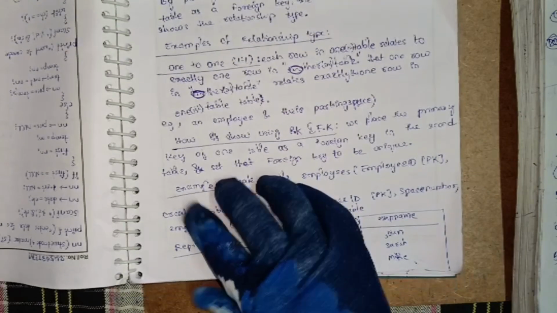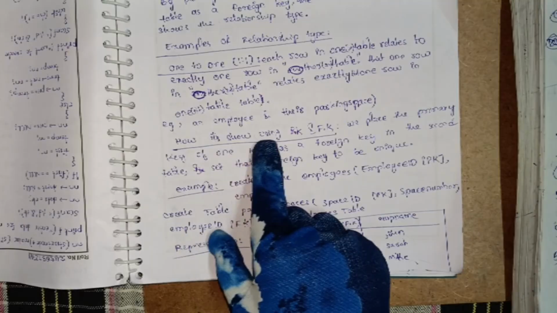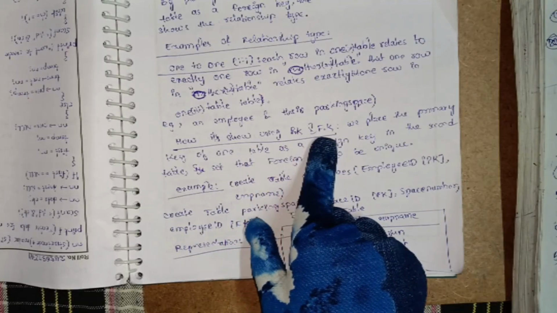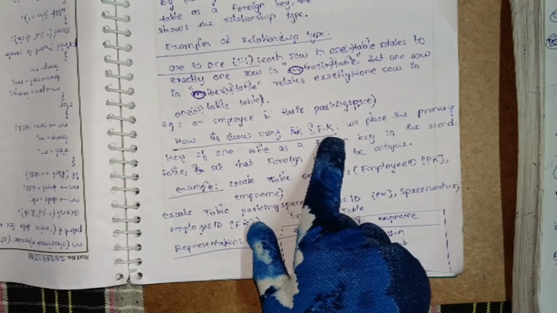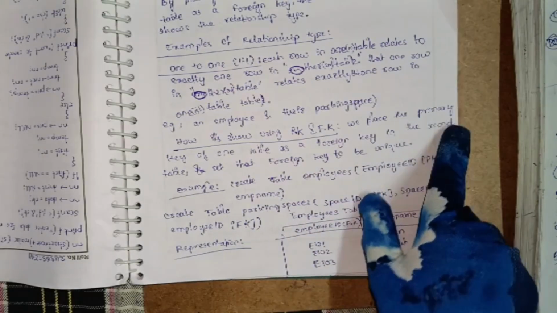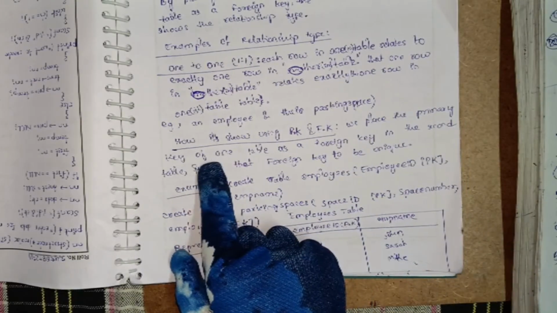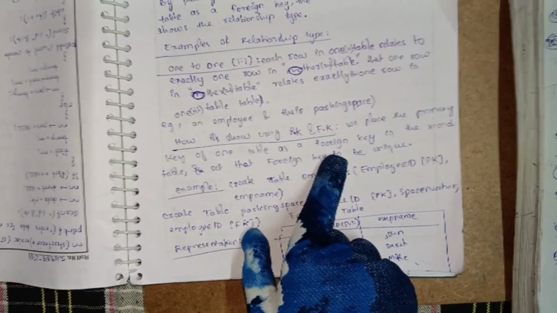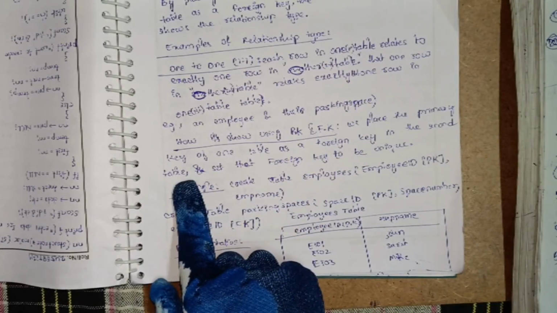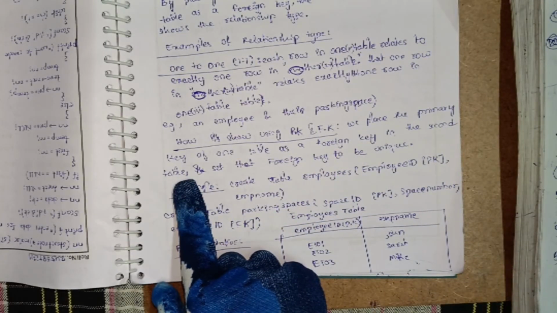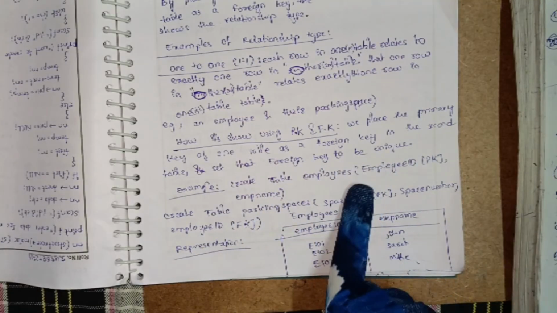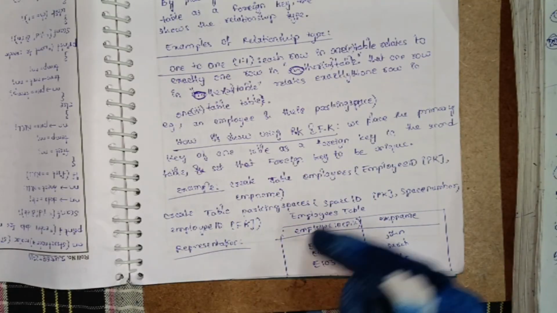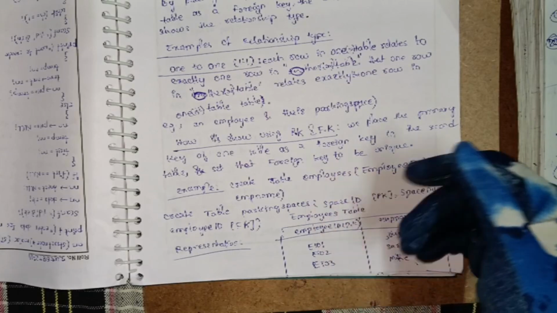That's the meaning. And how is it shown using primary key and foreign key? PK means primary key and FK means foreign key. We place the primary key of one table as a foreign key in the second table, and set that foreign key to be unique. We will see this through the example now.